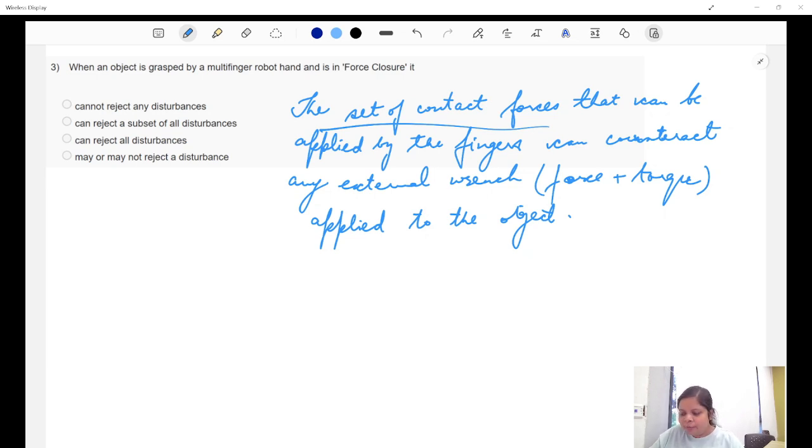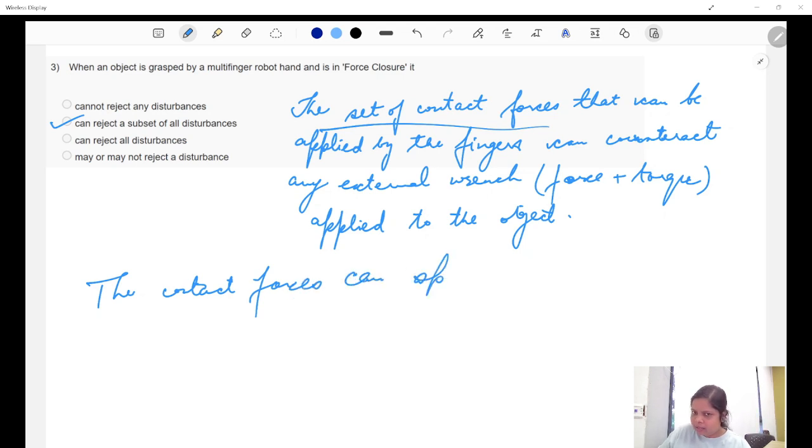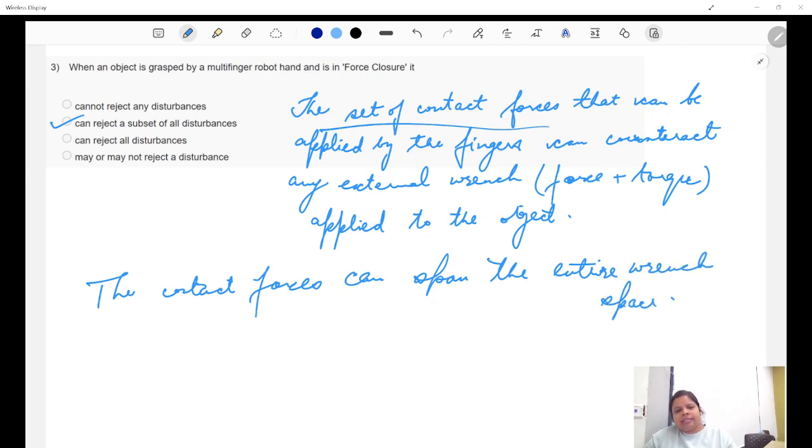But the answer here is going to be a subset. I'll tell you why, but let's understand this first. So it is basically the contact forces can span the entire wrench space. Let's see more in detail about it. Okay, so a grasp has a force enclosure if all the contact forces from the fingers can be combined to resist any.